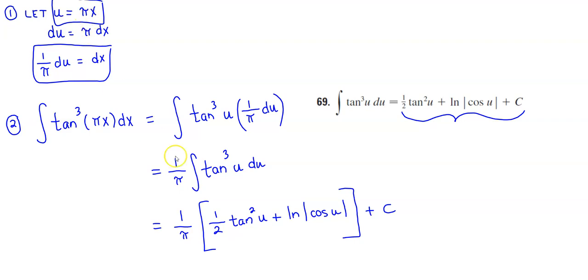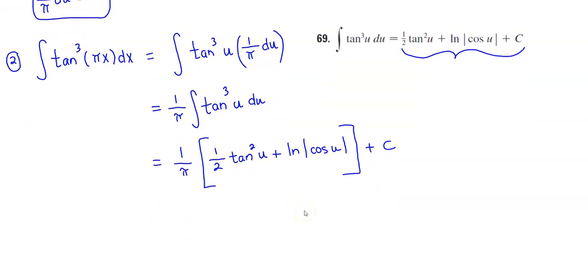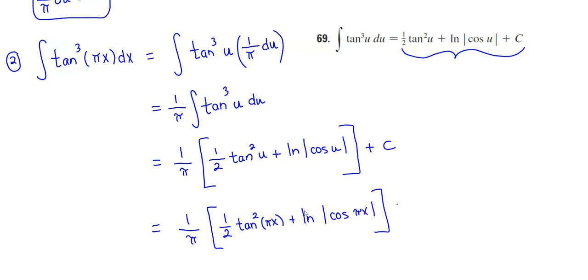And then what did we say that u is equal to in our problem? We know that u is pi x, so now we can finish the rest of this. So we have 1 over pi times 1/2 times the tangent squared of pi x plus the natural log of the absolute value of the cosine of pi x, and that's plus c.